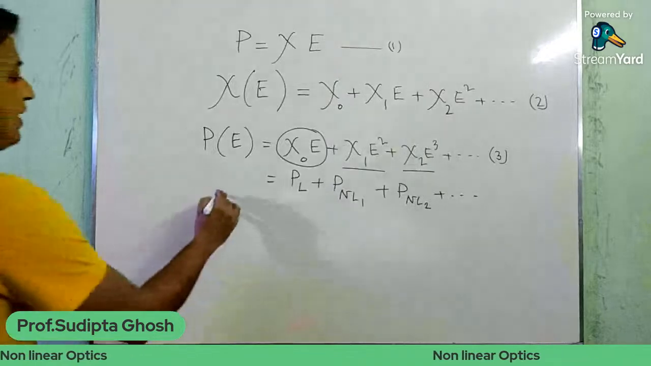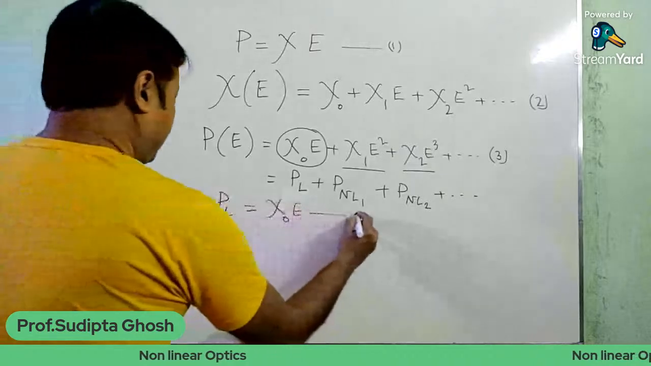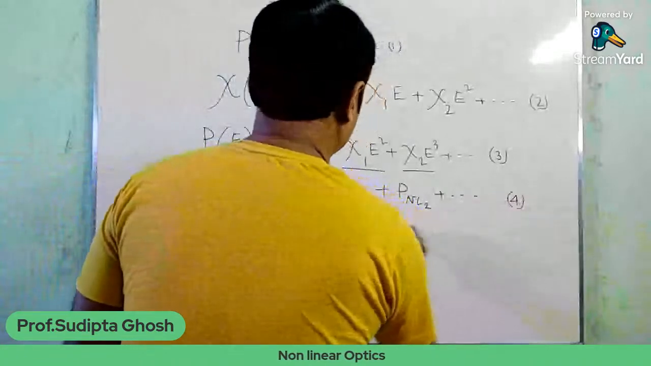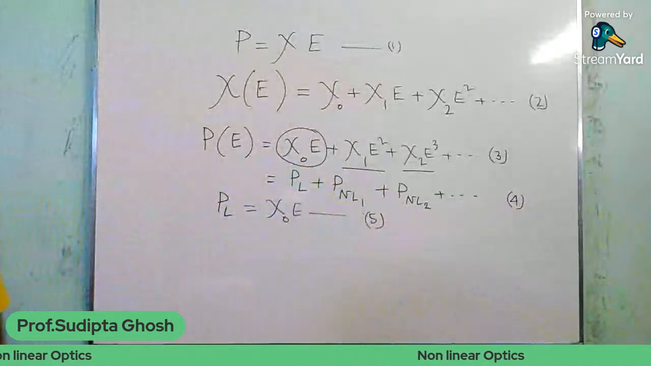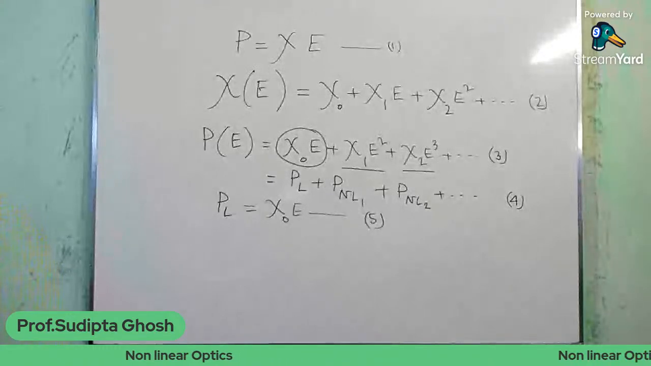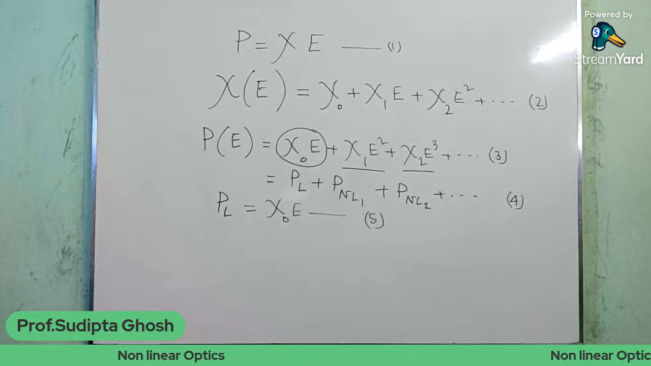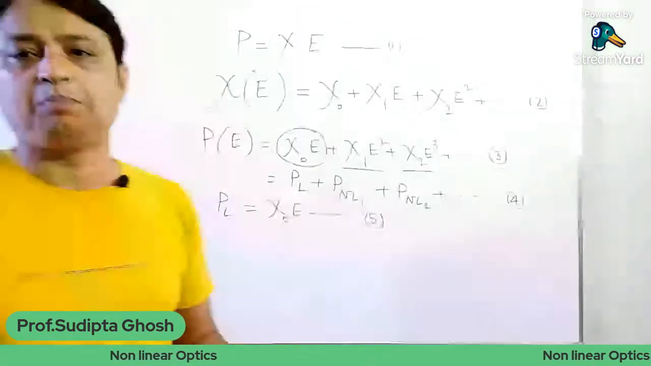So the first term is PL, and that is chi 0 E. Let this be equation number 4, and this is equation number 5, where the linear polarization PL is written as chi 0 E. This is the linear polarization term, and due to the presence of this term, all the effects seen in linear optics will also be observed in non-linear optics.